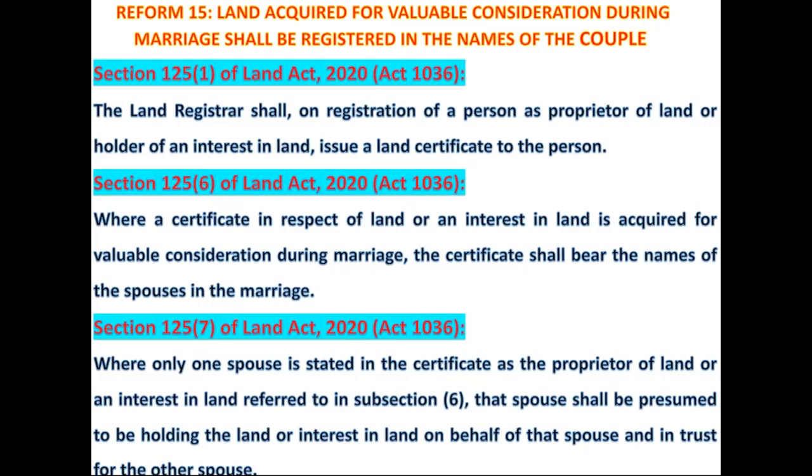Then we have section 125, subsection 7 that deals with, and I read as follows: where only one spouse is stated in the certificate as the proprietor of land or an interest in land referred to in subsection 6, that spouse shall be presumed to be holding the land or interest on behalf of that spouse and in trust for the other spouse. So if you go and register alone in your name, the law has caught you. It's saying that you be deemed to be holding it on your behalf and on behalf of the other spouse.